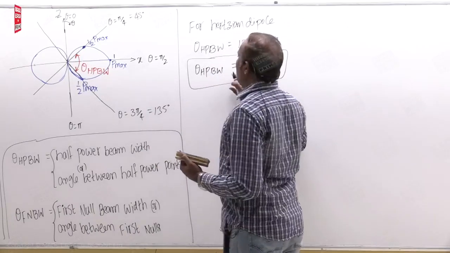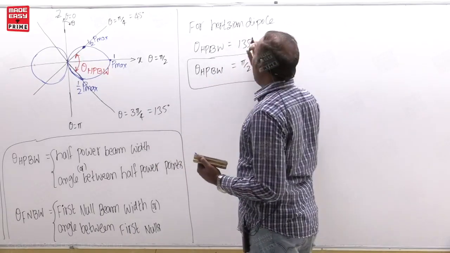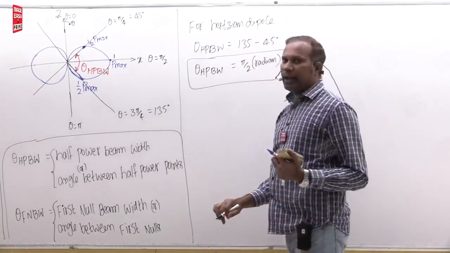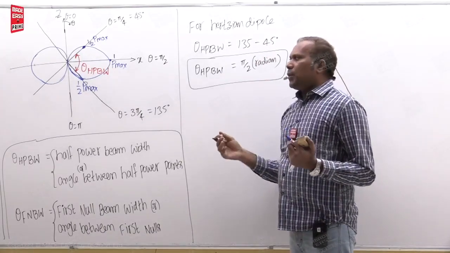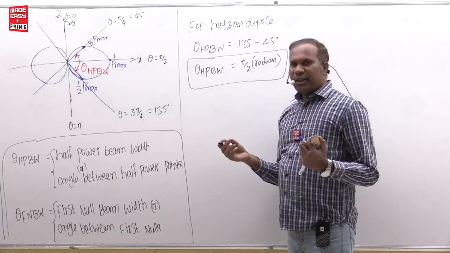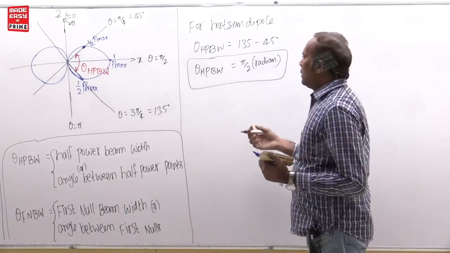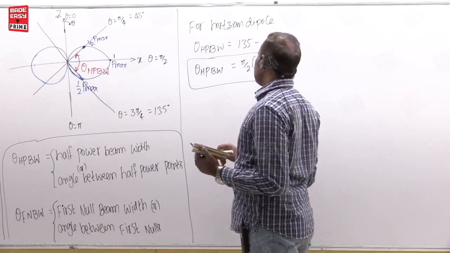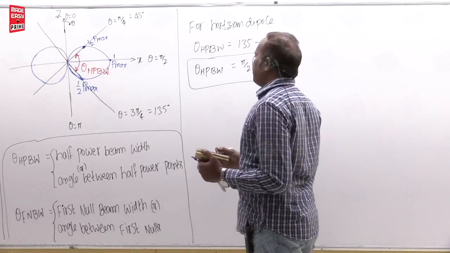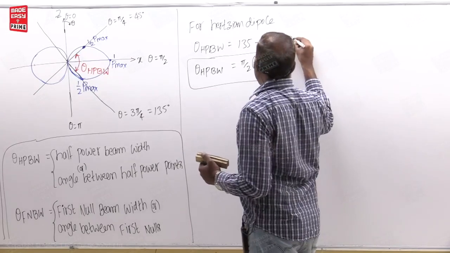Not for every antenna this one. This is for Hertzian dipole only, not for every antenna, because different antennas have different normalized power equations. So this is for Hertzian dipole antenna. Okay, next, that is 90 degrees.